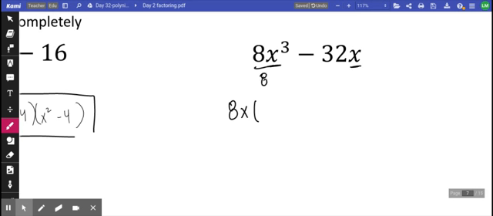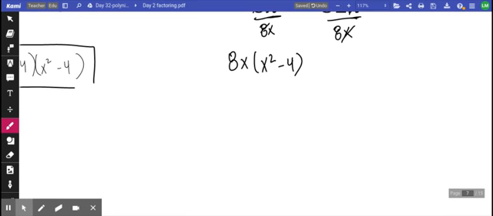Now, if I do that, remember, it's like dividing each of these terms by 8x. So 8 divided by 8 is 1. X to the third divided by x, I'm just left with x squared. Negative 32 divided by 8 is minus 4. And x divided by x is no x's. All right, at this point, I said factor completely. We should recognize that x squared minus 4 is definitely a difference of squares. So keep that 8x, that's part of our factored form, and this binomial I'm going to turn into a difference of squares: x plus, x minus, and then what's going to multiply to 4? Just plus 2, minus 2.